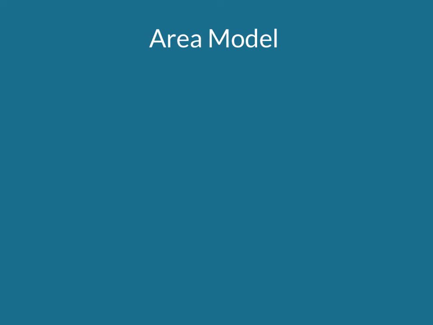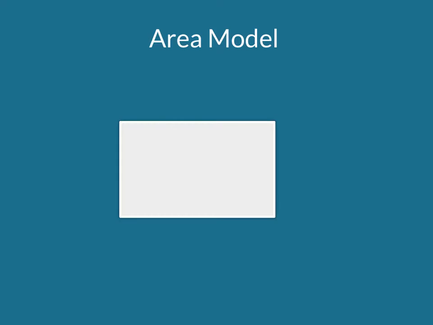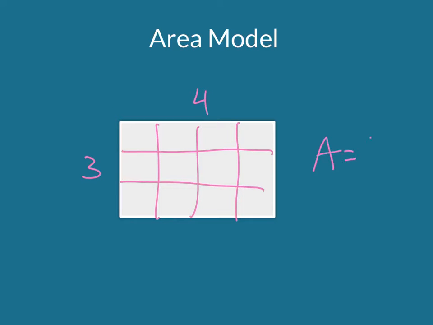We talk about area before division, and this will make sense as I go through. If I have a box like this, and this side is 3 and this side is 4, that means there are 3 lines this way and 4 lines this way, and the area of this box would be 12. My area is 12, and I know that because I can count them: 1, 2, 3, 4, 5, 6, 7, 8, 9, 10, 11, 12.